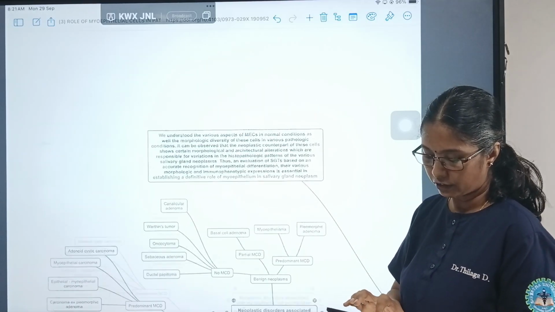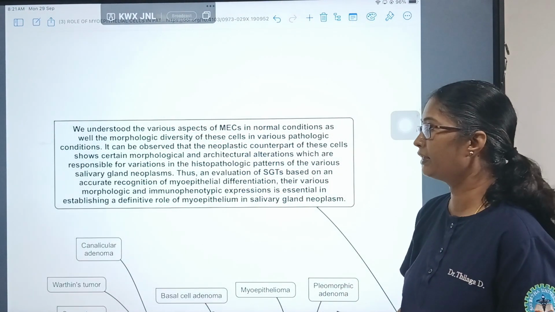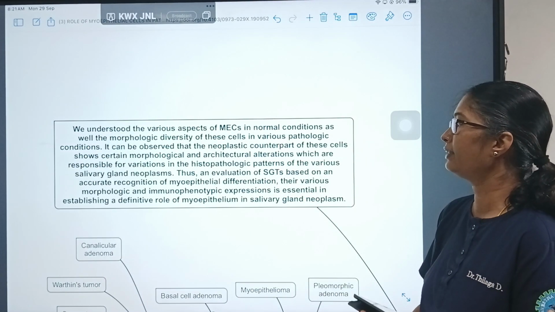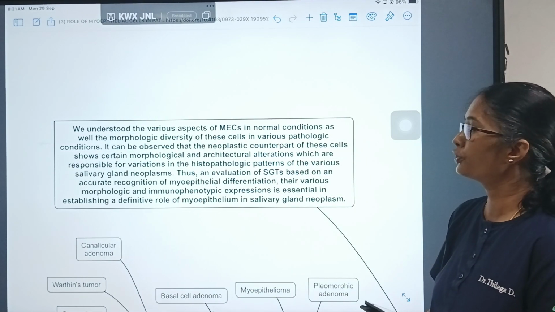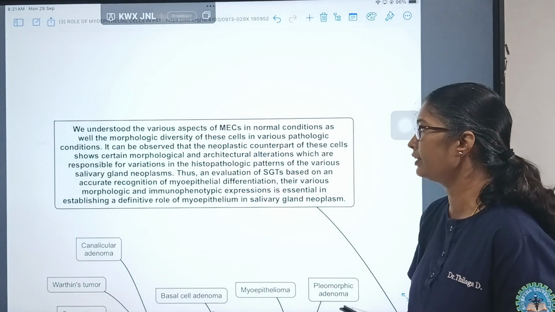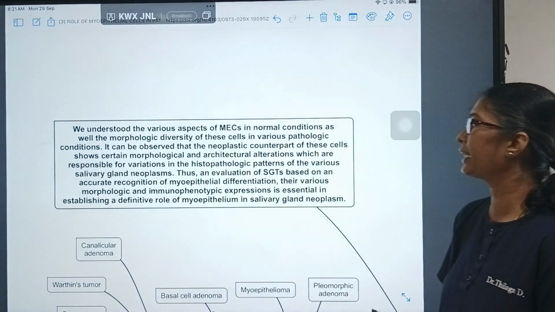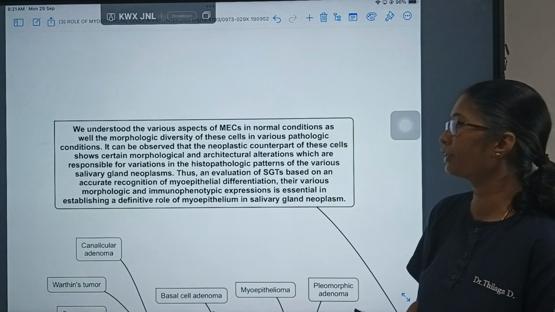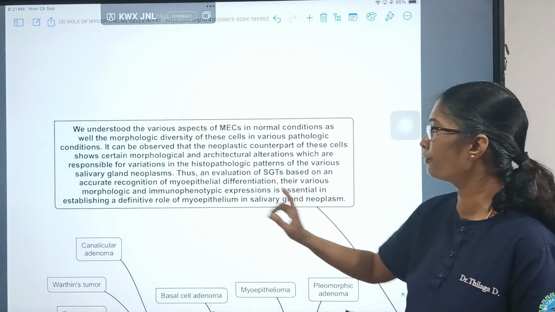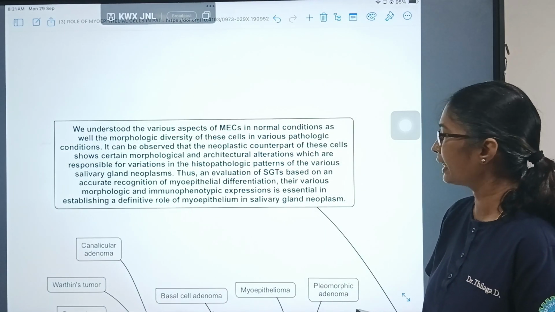So in conclusion, we understood the various concepts of myoepithelial cells in normal conditions as well as the morphological diversity of these cells in various pathologic conditions. It can be observed that the neoplastic counterpart of these cells shows certain morphological and architectural alterations which are responsible for variations in the histopathologic patterns of the various salivary gland neoplasms. Thus, an evaluation of a salivary gland tumor based on an accurate recognition of myoepithelial differentiation, and their various morphological and immunophenotypic expression, is essential in establishing a definitive role of myoepithelial cells in salivary gland neoplasms.